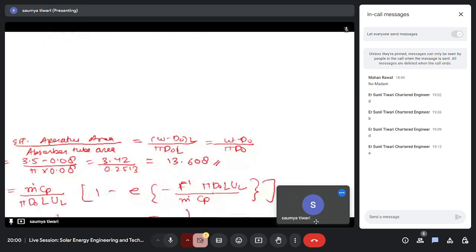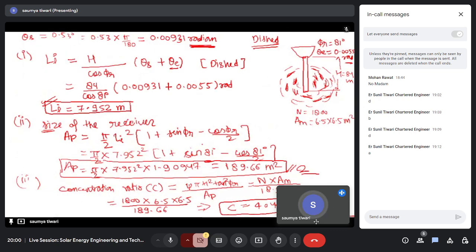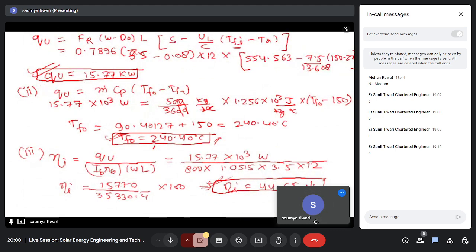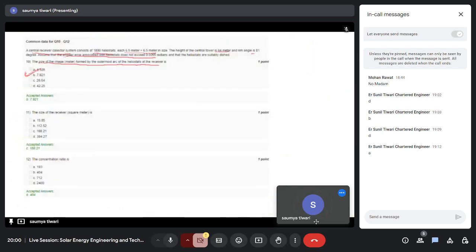So the size of the image that we have calculated is 7.952. Size of the receiver that we have calculated is 189.66. And the concentration ratio was 404. Okay, so this is how a question will be framed on solar tower.